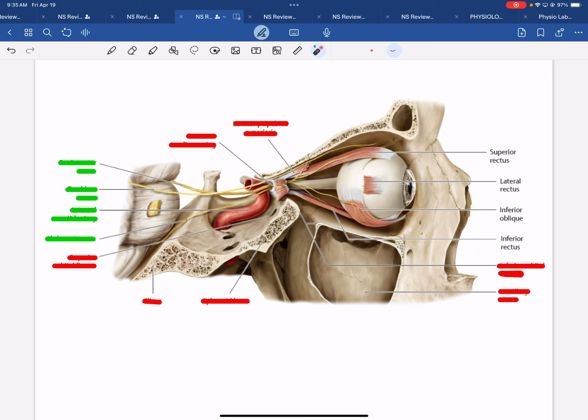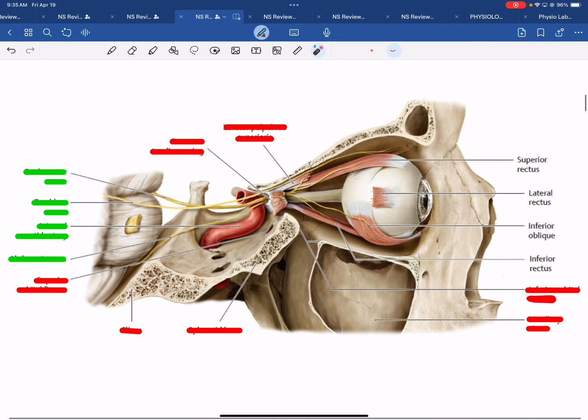Okay, good. We don't see it, but what's the one like over here? Superior oblique. Not superior oblique, but good, medial rectus. Good. Because superior oblique is right here, right? Okay, so those are the extraocular muscles.